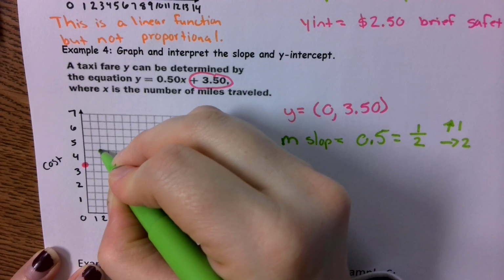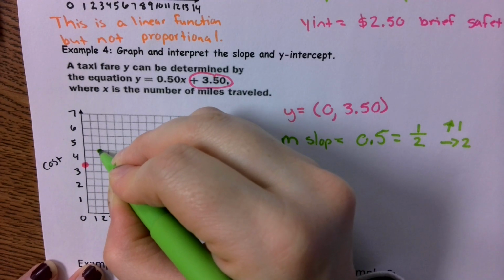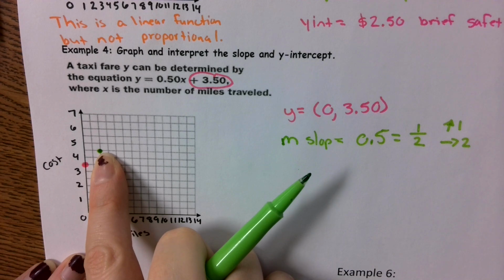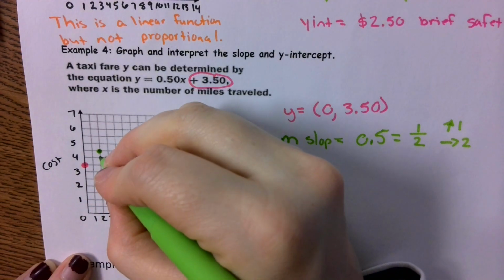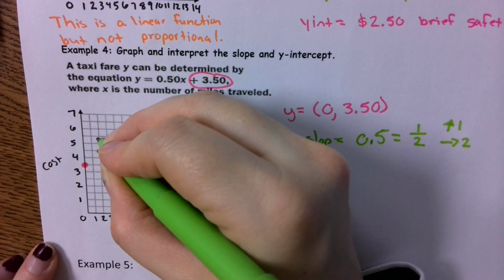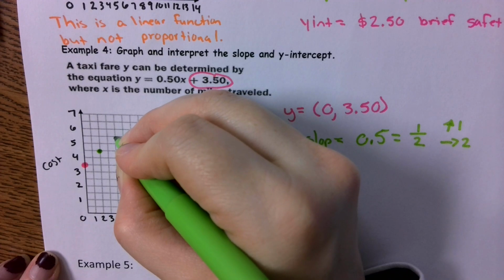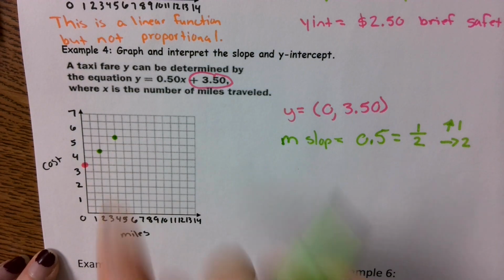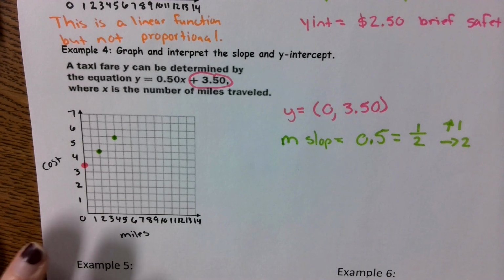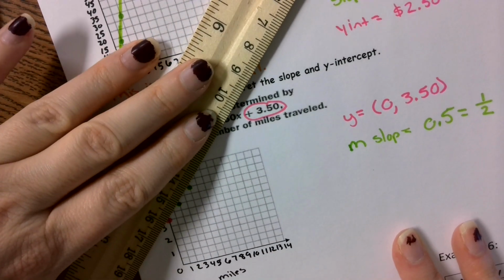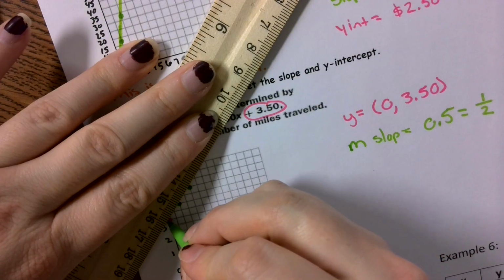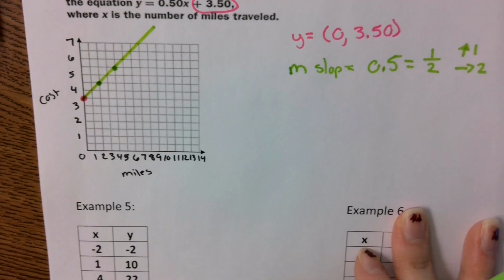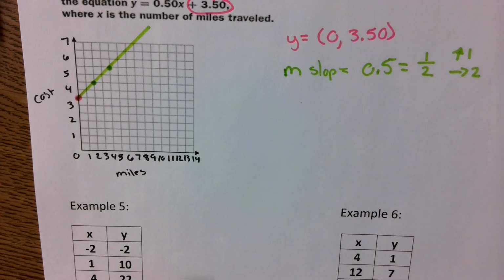That would put us here at 2, 450. Then you could go up 1 whole unit and then to the right 2 units. That would put you here at 4, 650, and so on and so forth. And then you would connect them to graph. You need to make sure that you've connected them or graphed them at the correct spots. Okay, so this is what it would look like.